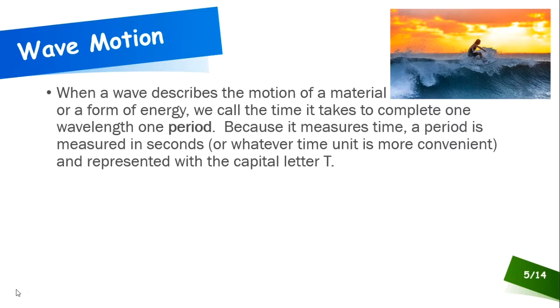Now, I don't know why they picked T. I mean, there's no T in the word period. Well, there wasn't any letter U in potential energy, and yet that's what we used as a representation.